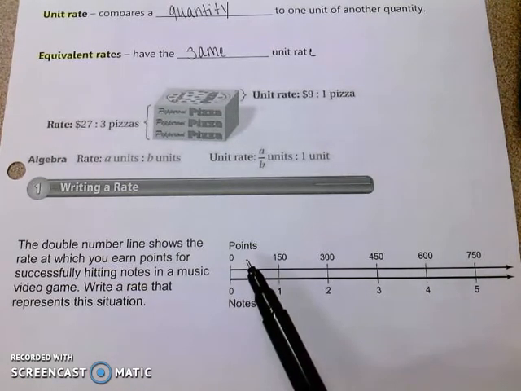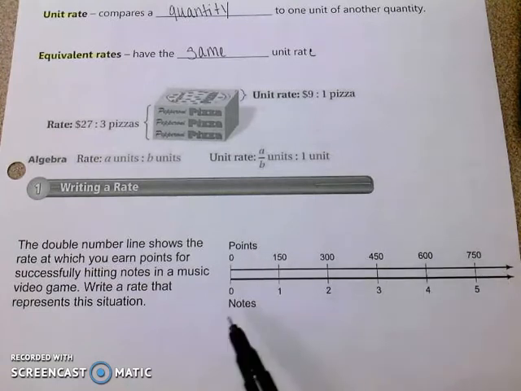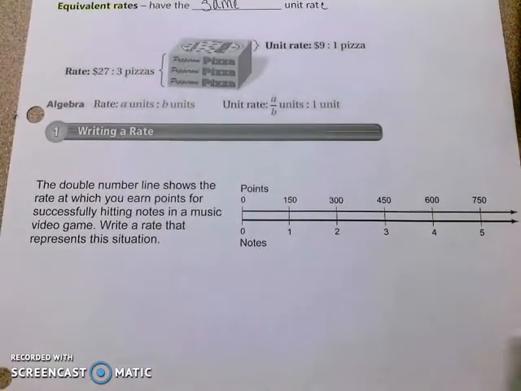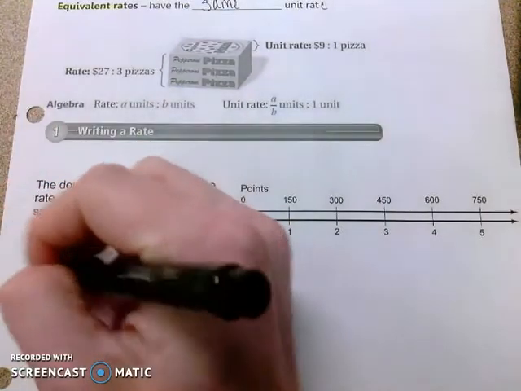This is showing the points that you earn for hitting notes in a music video game. So this makes you think of like Guitar Hero or something like that. What we're going to do is write a rate. There's several different ways you could do it. I'll give you one example. Okay, I'm going to look at this one. I could say, okay, 600 points for every 4 notes. That would be one example.